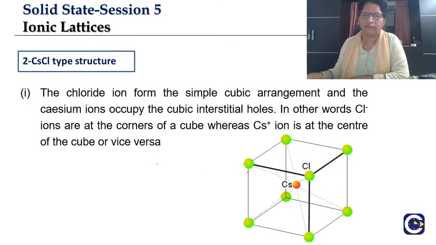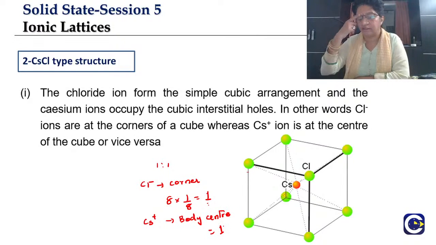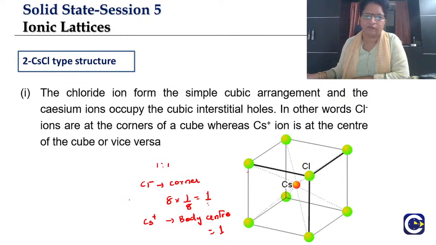Now how do we take the ratios? 1:1. Chloride ion is present at the corner. There are 8 corners in a unit cell, shared by 8 other unit cells. So the effective number of atoms or ions at the corner will be 1. Cesium ion is present at the body center. There is only one body center for a unit cell, not shared by any other unit cell, so 1. So cesium ion to chloride ion, we are getting it as 1:1. So the formula we will write as CsCl.